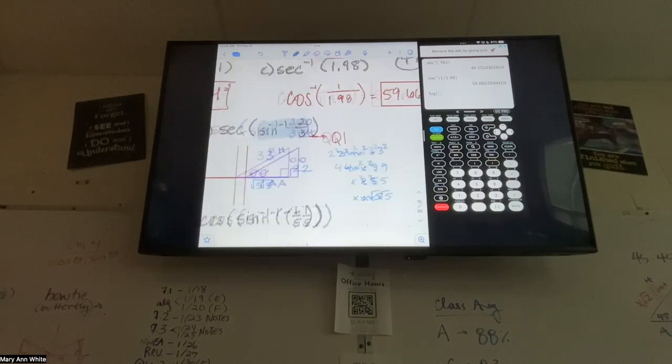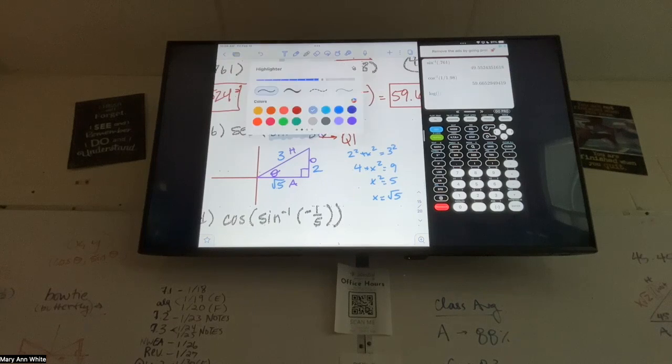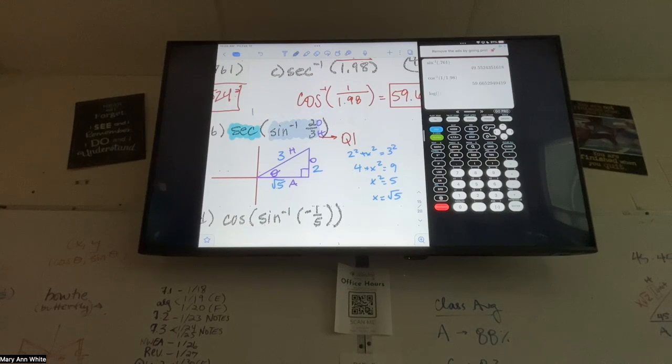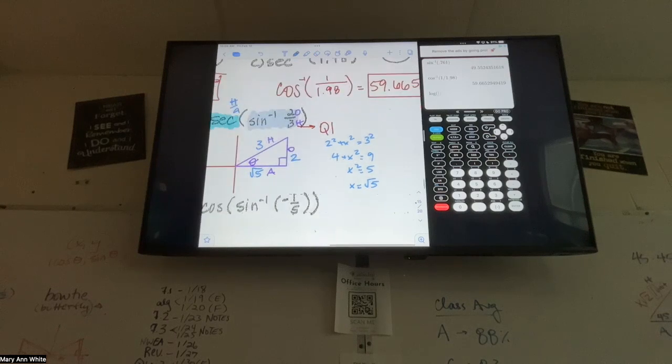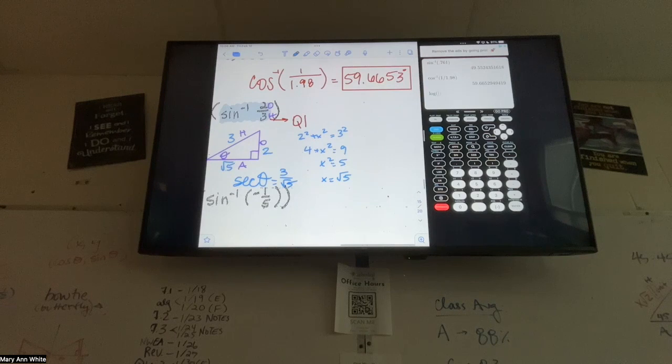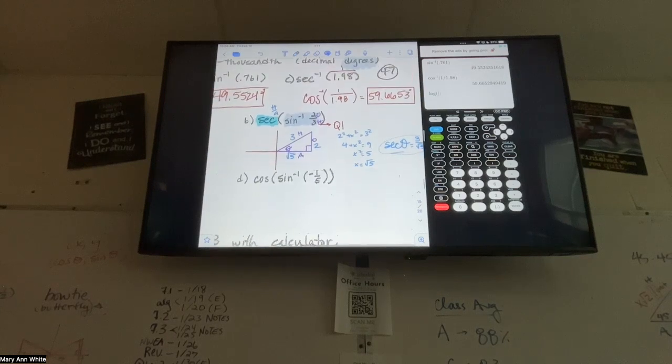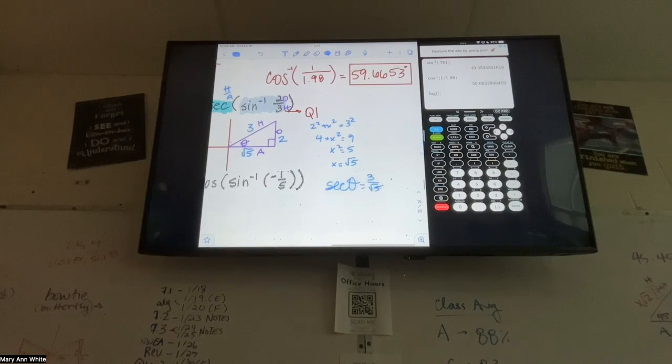All right, the last thing I want to do is just the secant. Do you remember what secant is in terms of O's and A's and H's? It's H over A. So I can just say my secant of the angle is gonna be 3/√5. Oh, I didn't give myself a lot of space because I gotta rationalize it. I'll put it down here. 3/√5, and then I just rationalize it to become 3√5/5.